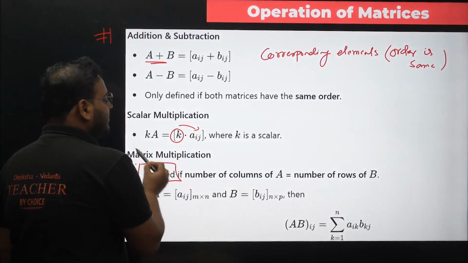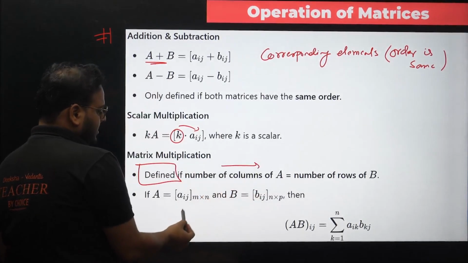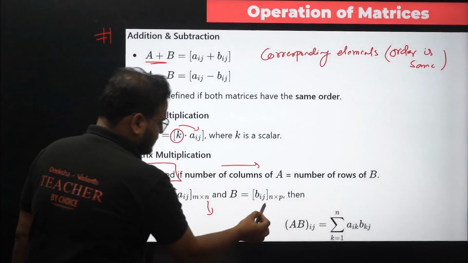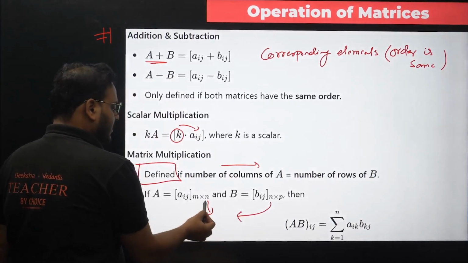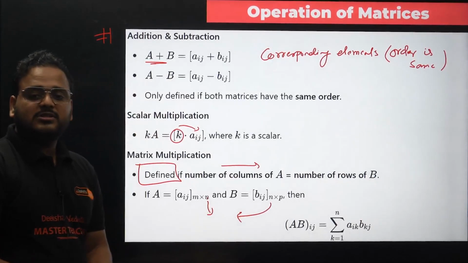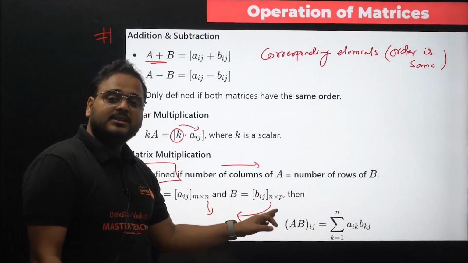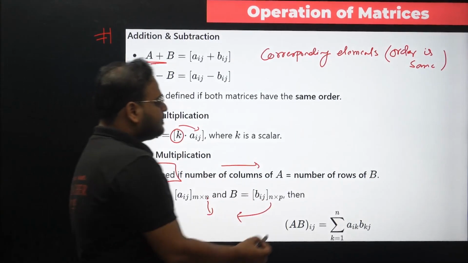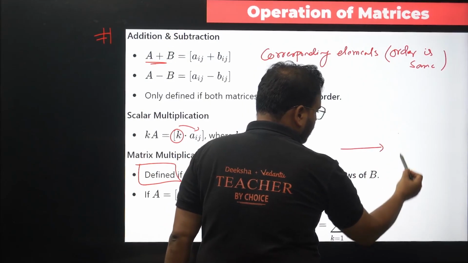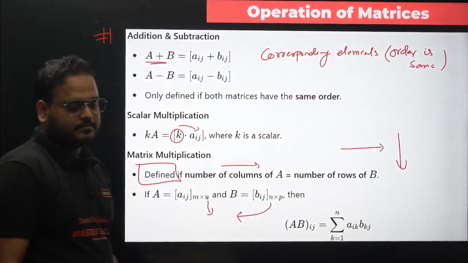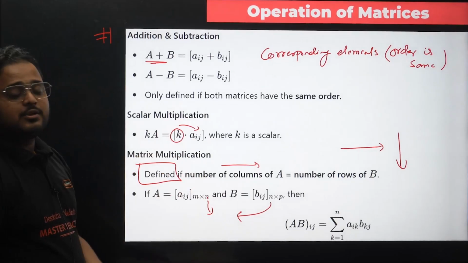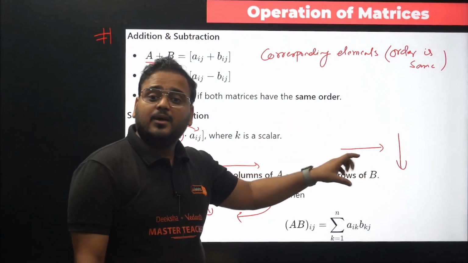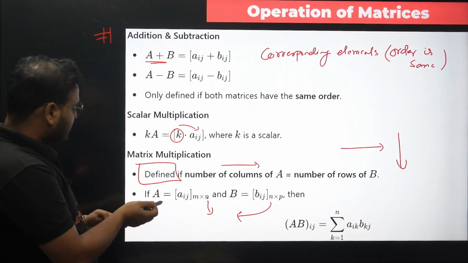Defined only when the number of columns in the first matrix, so basically here the number of columns is n, should be equal to the number of rows in the second matrix. See here, n, they are equal. This is n, this is n. Here we have n, here we also have n. You can multiply now. And how do you multiply? Always row to column. Row of the first matrix to column of the second matrix. That will give me one element of the resulting matrix.